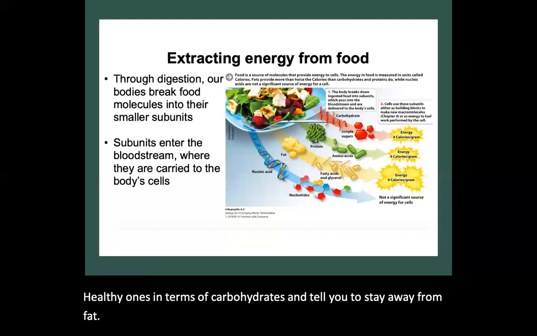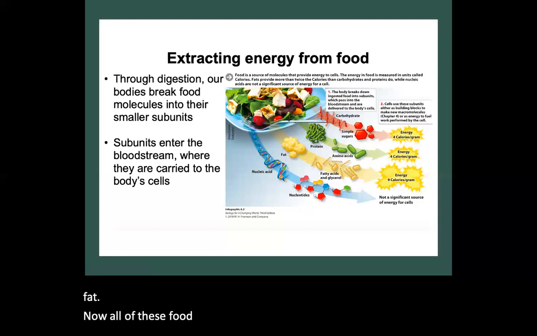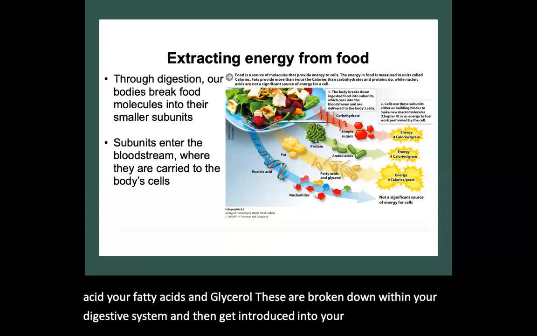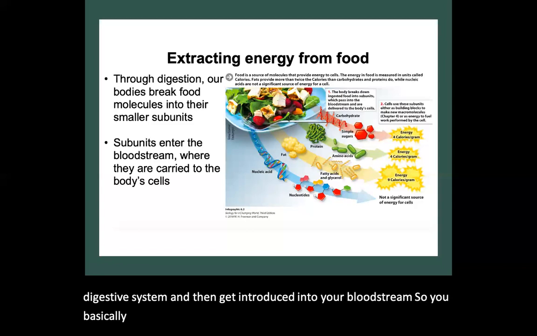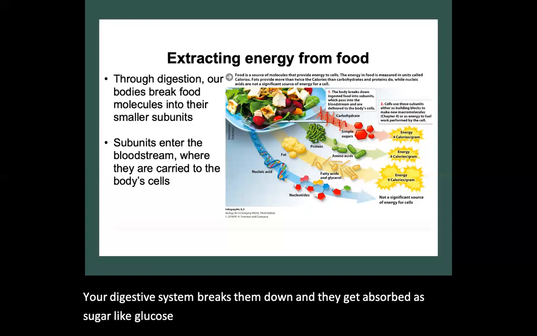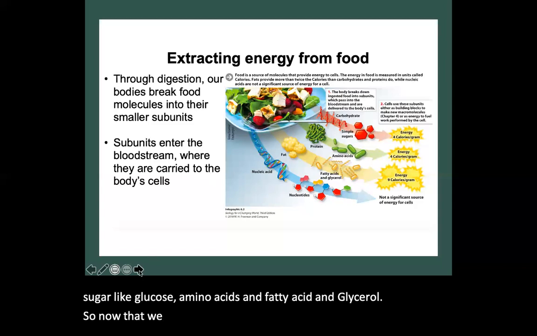Now, all of these food groups that we described, your simple sugar, amino acid, fatty acid, and glycerol, are broken down within your digestive system and then get introduced into your bloodstream. So you eat your carbs, your proteins, and your fat. Your digestive system breaks them down, and they get absorbed as sugar, like glucose, amino acids, and fatty acid and glycerol. So now that we have these small molecules of food inside our body, what can we do to get them to become ATP?